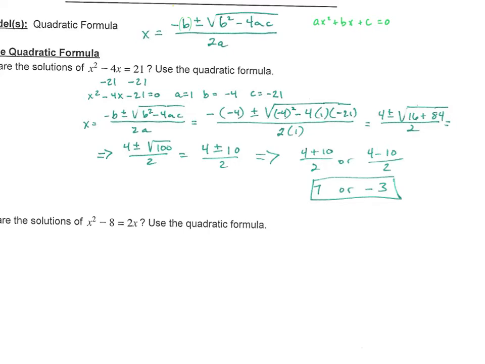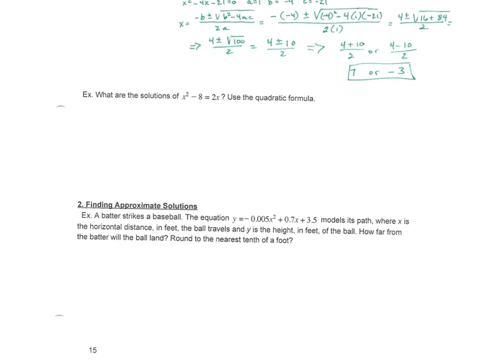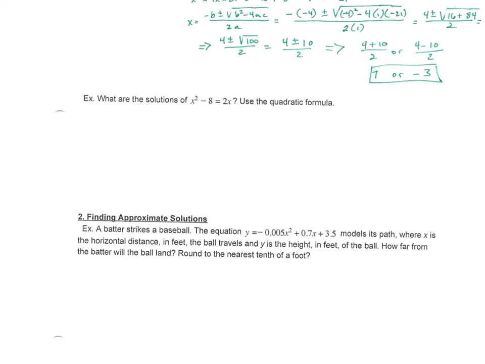We are simply doing some substitution and simplifying, which we've been doing with evaluating problems since the second week of school. For this next one, what are the solutions, using the quadratic formula? In order to use it, I need to rewrite the equation into standard form. I subtract 2x from both sides, and I get x squared minus 2x minus 8 equals 0.